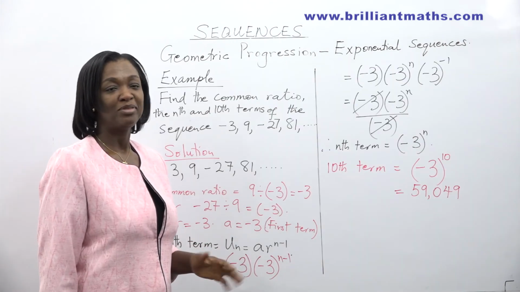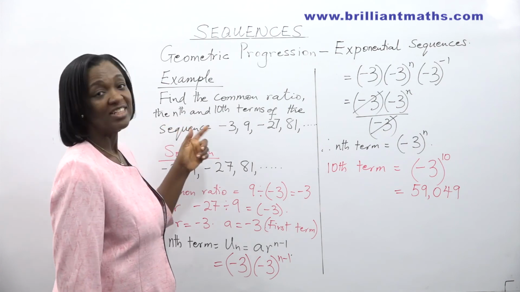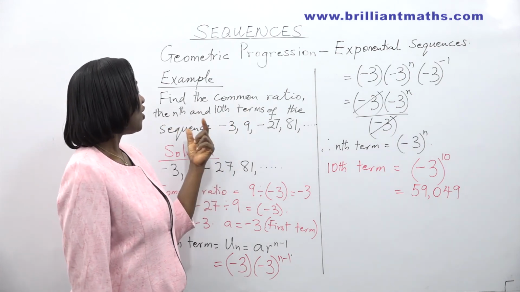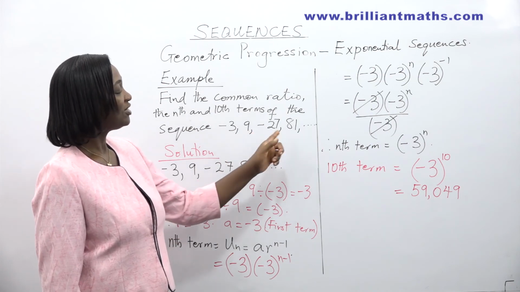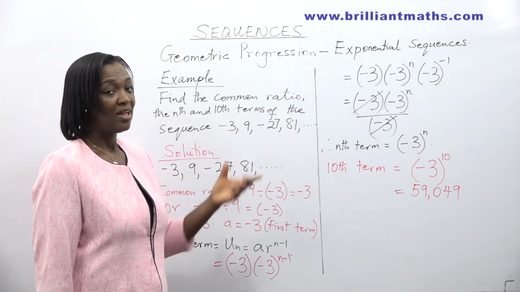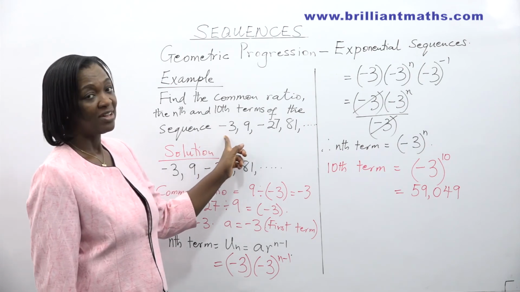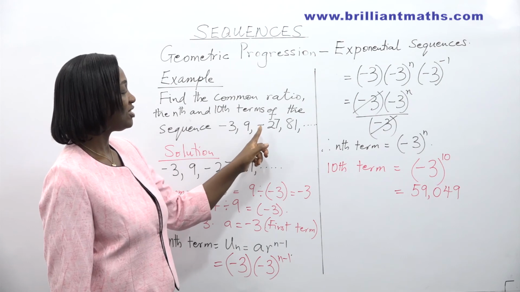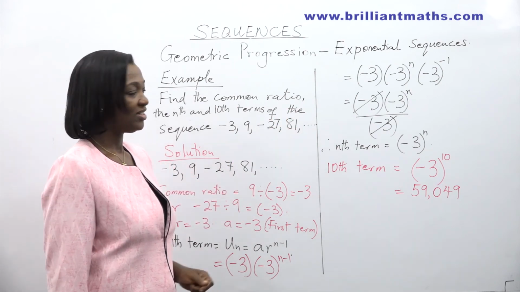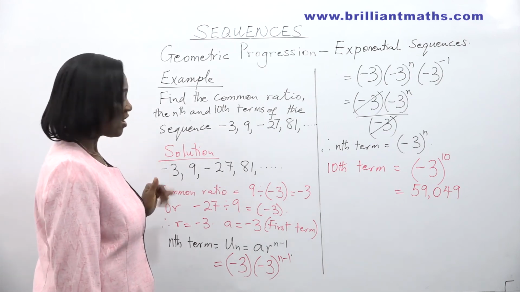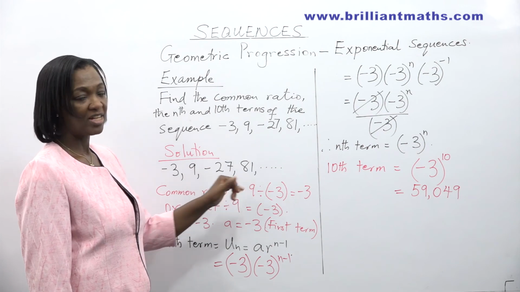Let's look at this example. Find the common ratio, the nth and 10th terms of the sequence minus 3, 9, minus 27, 81, and so on. This looks very interesting. Notice that the first term is negative, the second term is positive, the third is negative, the fourth is positive, and so on. Solution: minus 3, 9, minus 27, 81.